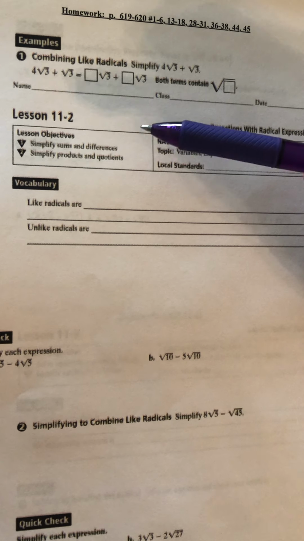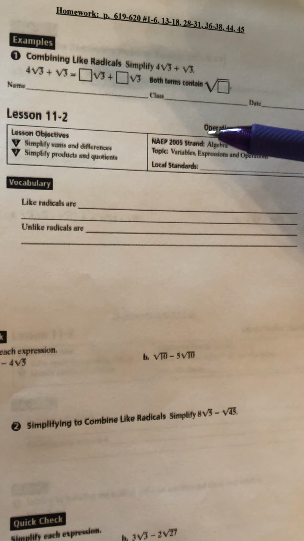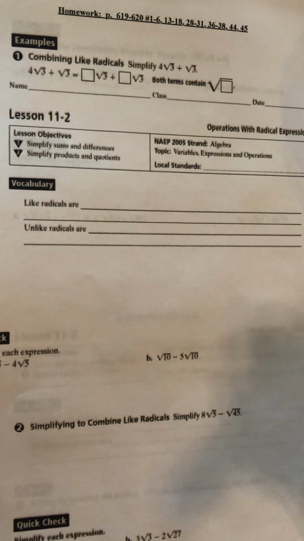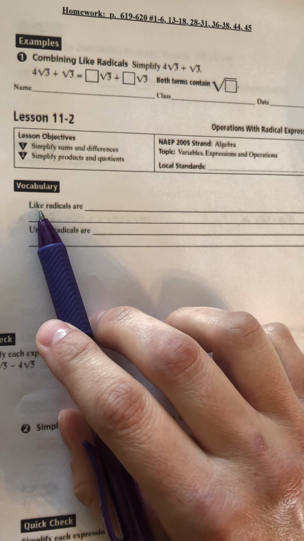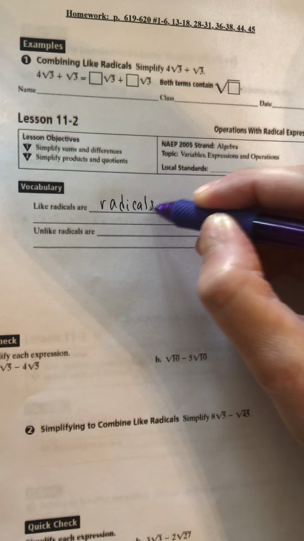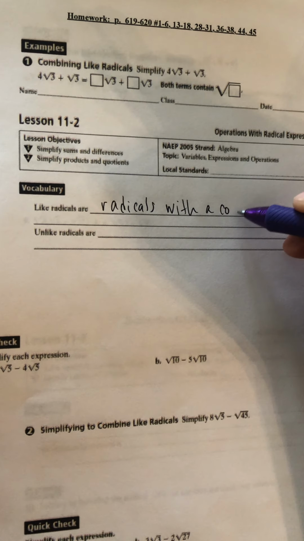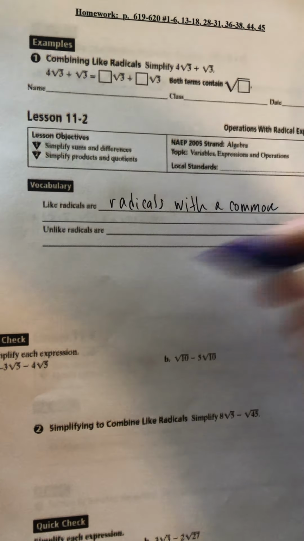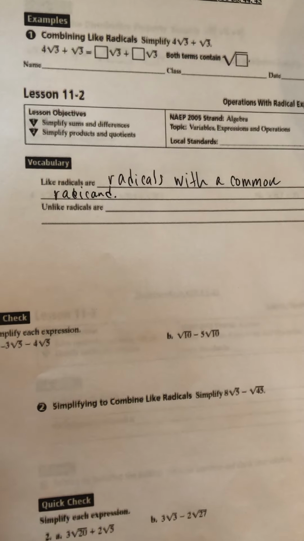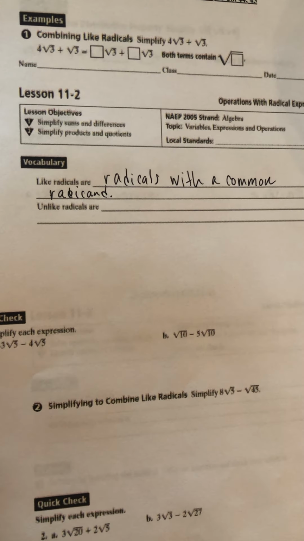I like to compare this back to fractions. When we want to add or subtract fractions, we have to have common denominators. For us to be able to add or subtract radicals, they must have a common radicand. So like radicals are radicals with a common radicand. Technically you'd also want to say they have the same root, but we are only dealing with square roots, so we're going to gloss over that part.